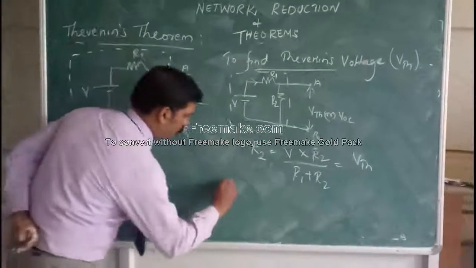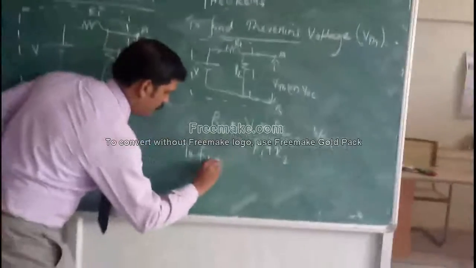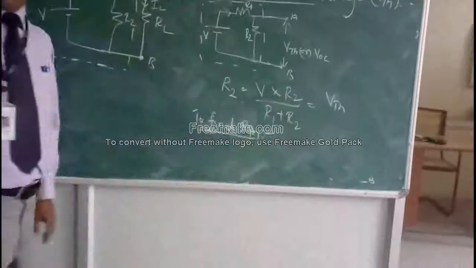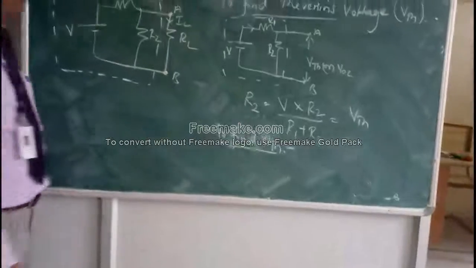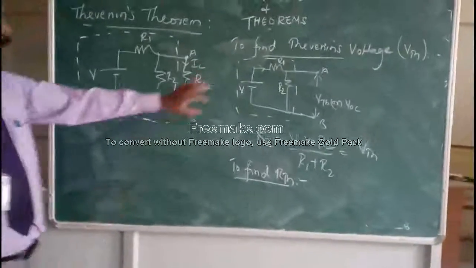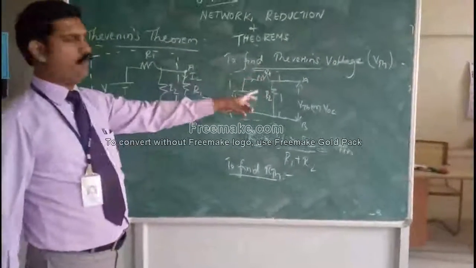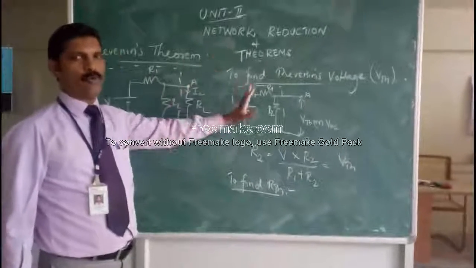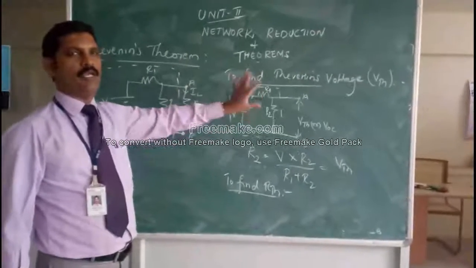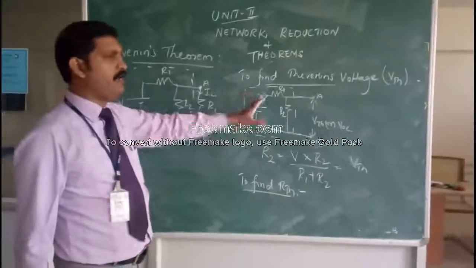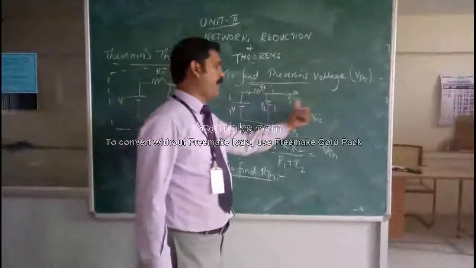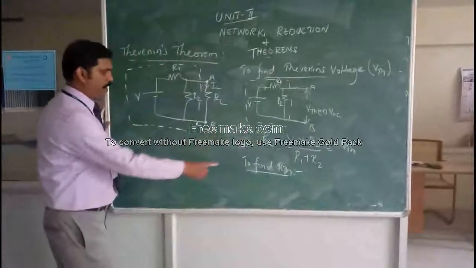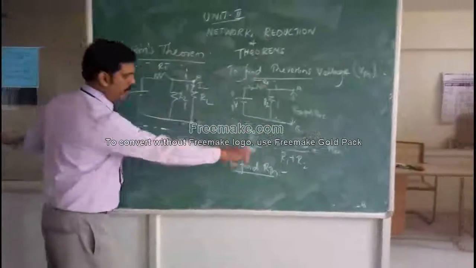And now we have to find the resistance R Thevenin. To find R Thevenin, we have to remove the sources in the circuit. For example, if you have a voltage source in the circuit, we have to short circuit the voltage source. If you have a current source in the circuit, we have to open circuit the current source. Then we have to look back from the open end and find the total resistance. I'll show you how to find this R Thevenin.